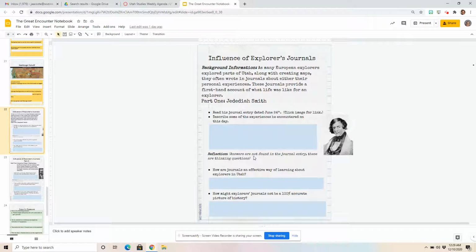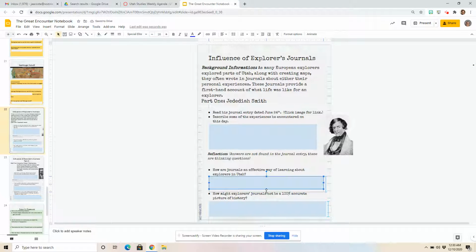Something I noticed when I made these text boxes, I didn't catch it before I pushed it out to you, but some of the boxes were covering the questions. So if you can't see the questions, just make the text box smaller. And as always, you can adjust the font if you need to as well.